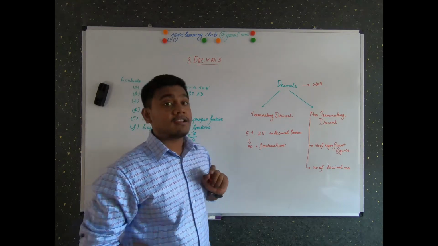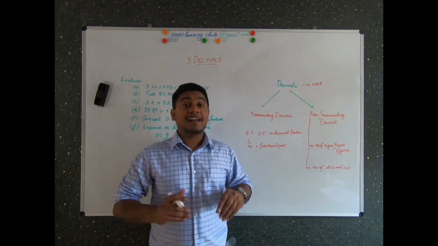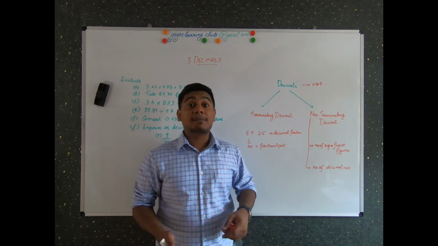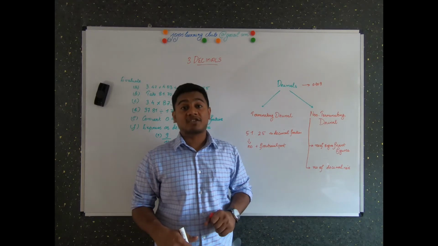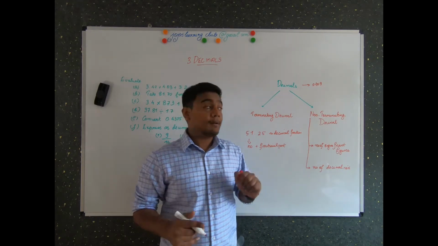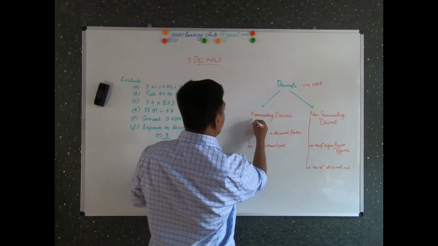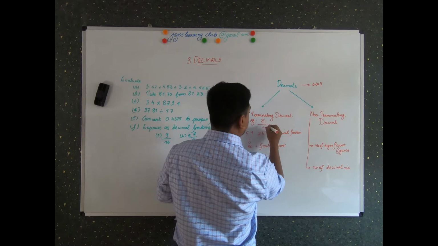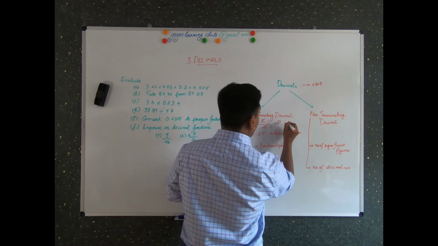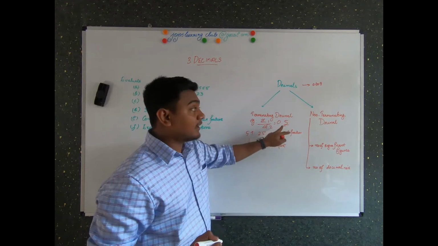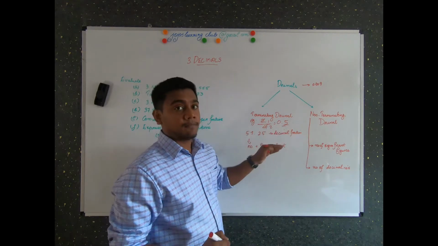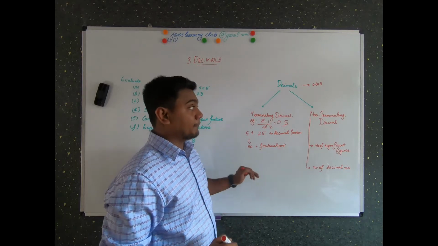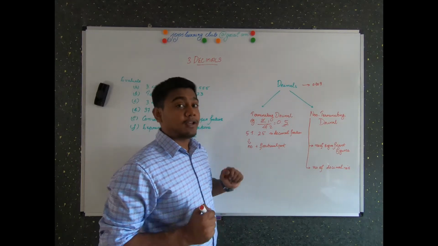There are two kinds of decimal representation: a terminating decimal and a non-terminating decimal. Numbers which can be exactly expressed as a decimal fraction are called terminating decimals. Let's write an example for a terminating decimal. 2 by 4, which is nothing but 1 by 2, and 0.5. You can see that after the decimal point the fraction stops, and that's why we call it a terminating decimal.